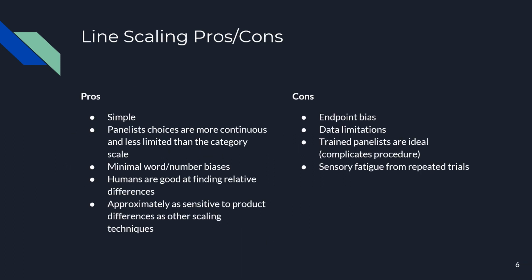Here are the pros and cons of the line scale. The pros include that it's a simple procedure to do. The panelist choices are more continuous and less limited than the category scale. Minimal word and number biases exist when doing this test because the amount of words and numbers visible on the line are minimal, so people are less likely to see their favorite word or number and choose that due to their bias. Another pro is that humans are good at finding relative differences while we're bad at finding absolute differences. And lastly, the line scale is approximately as sensitive to product differences as the other scaling techniques.